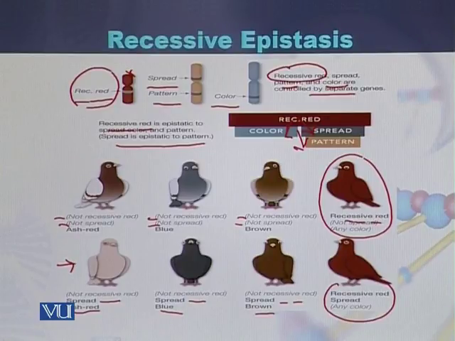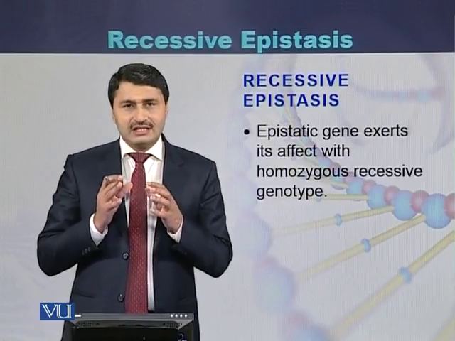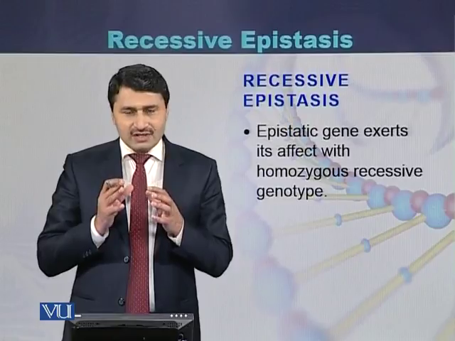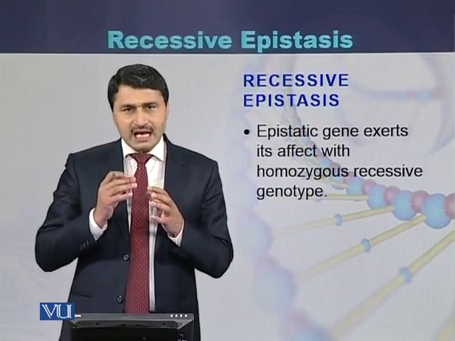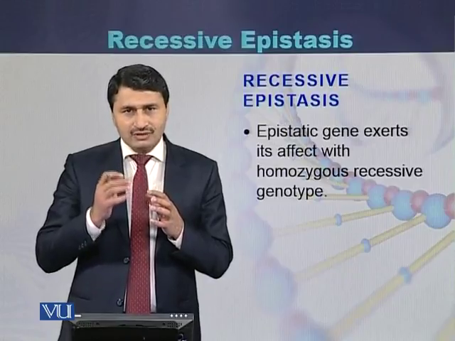If there is a recessive red gene in the homozygous form, then it has an effect whether there is a dominant allele of any of the other genes, like the spread gene, the pattern gene and the color gene. So recessive red has an epistatic effect on the other genes. So recessive epistasis is epistasis in which a gene in a recessive form has effects that can be in the form of hiding or preventing the expression of the other genes.